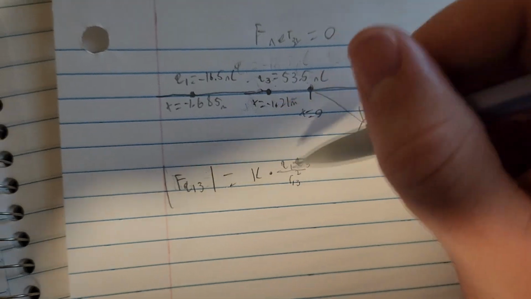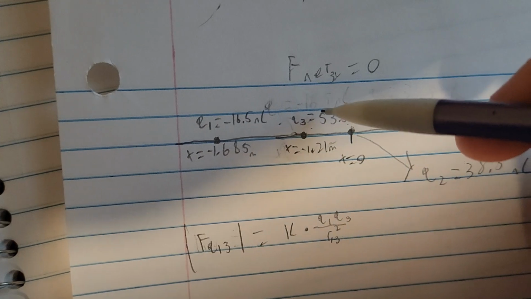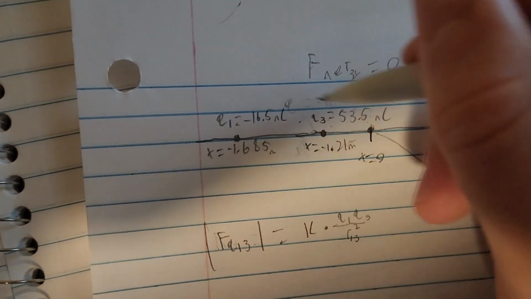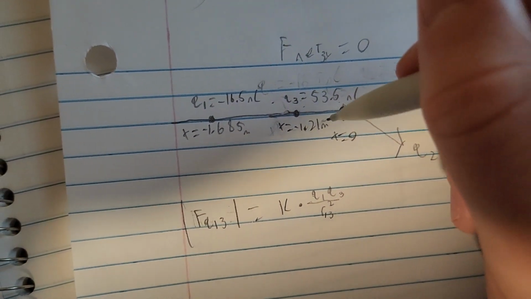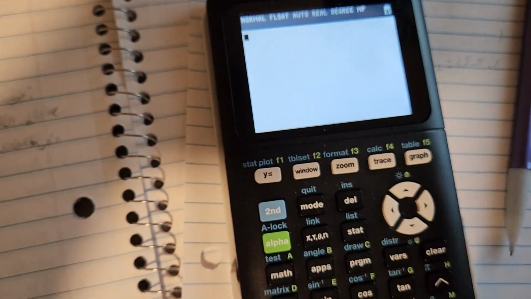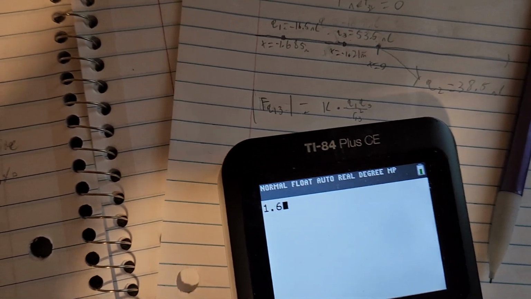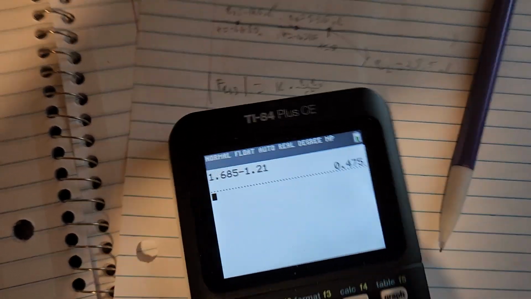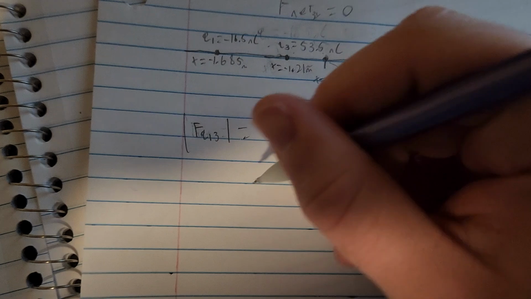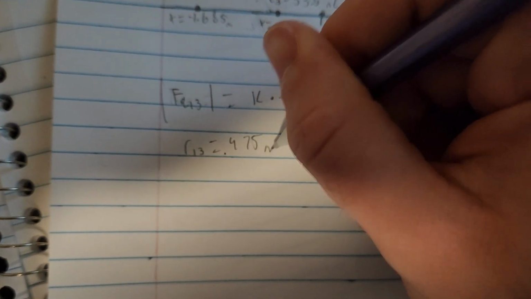So, first, let's calculate R squared, because we don't know that distance yet. The distance between Q1 and Q3, you can just calculate by doing, well, it's negative 1.685 and negative 1.21. So if we just did 1.685 minus 1.21, because we want the absolute value of the distance, that gives 0.475 meters. So the distance between 1 and 3 is going to be 0.475 meters.